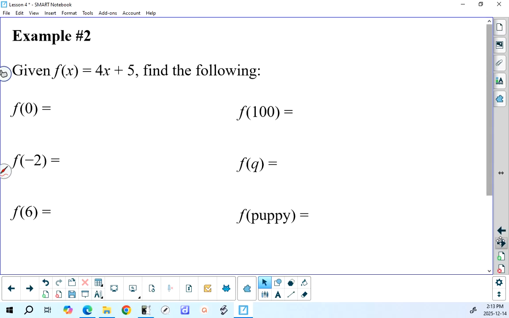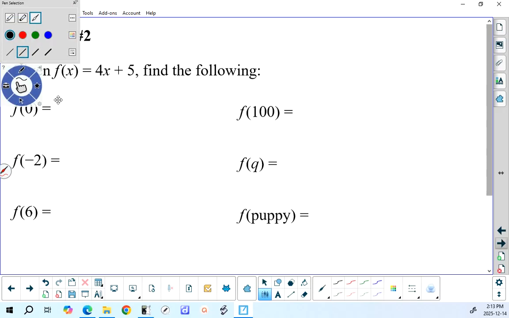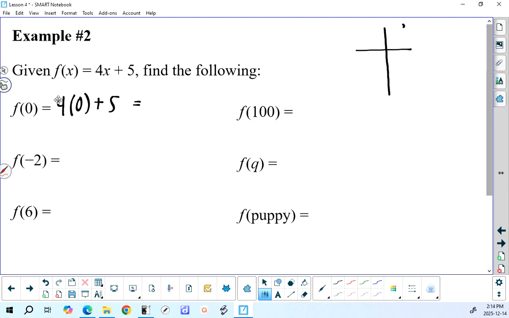Take a look at example 2. Given f of x equals 4x plus 5, what's the following? Well, f of 0 is simply going to be 4 times 0 plus 5. F of 0, I'll put it on the side, but I'm not going to do this for all of them. If we have f of x, which is really the y coordinate, and we have x, when I put 0 in here, f of 0 simply means the y coordinate.